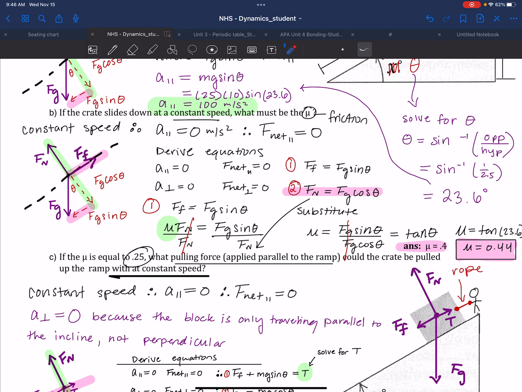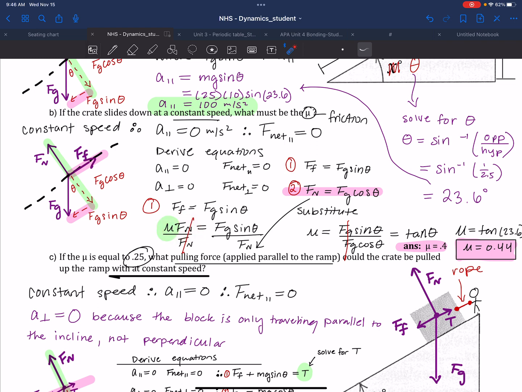Perpendicular acceleration is 0, so F net is 0. So top is equal to bottom. Okay, Fn is equal to Fg cosine theta. So I know I need to find mu. So if I need to find mu, that belongs in the force of friction equation. So I'm going to take equation 1, and I'm going to review mu times force normal.